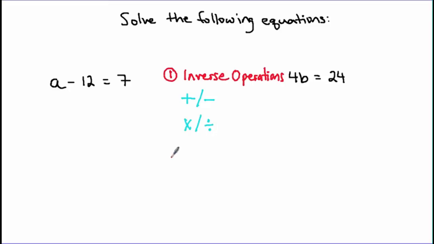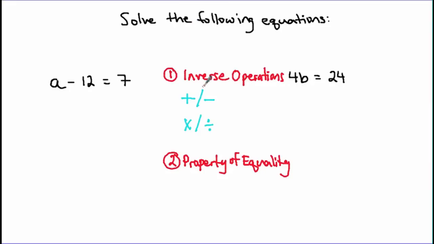The second thing we're going to make use of is the property of equality. This is a really important math idea because the property of equality is how we ensure that we're keeping both sides of a math equation the same. So, inverse operations and property of equality. Let's actually use these to solve these two equations.